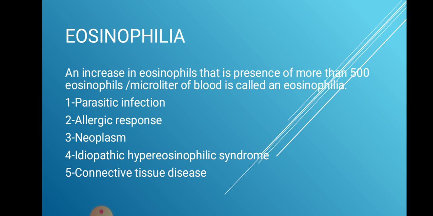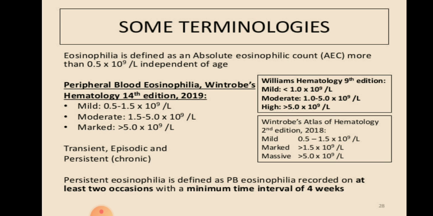Eosinophilia. An increase in eosinophils, that is, the presence of more than 500 eosinophils per microliter of blood, is called eosinophilia. It is present in parasite infection, allergic responses, neoplasm, idiopathic hypereosinophilic syndrome, and connective tissue disease. These are some terminologies. Eosinophilia is defined as an absolute eosinophil count more than 0.5 into 10 to the 9 per liter independent of age.